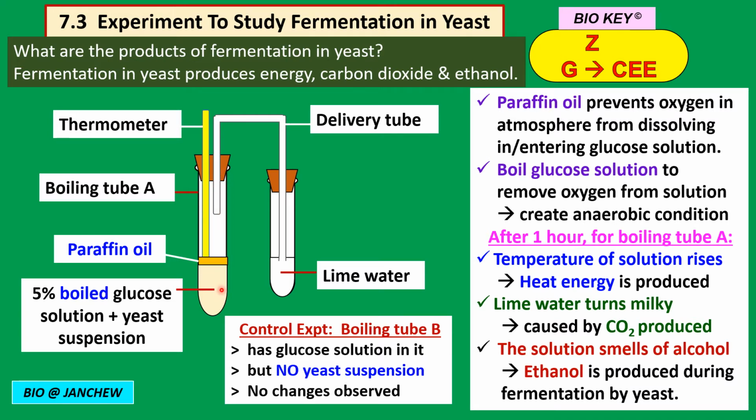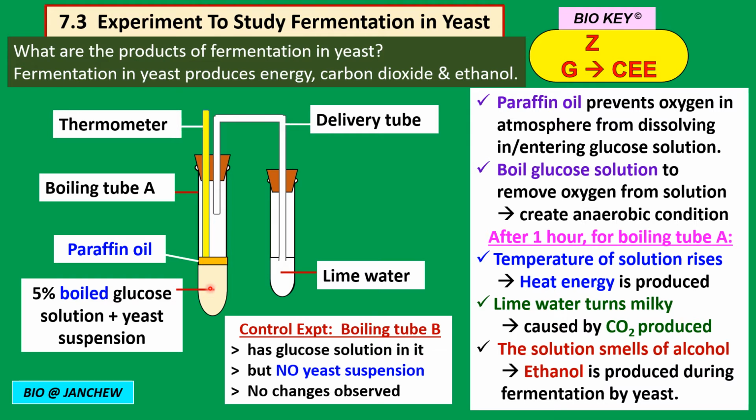Next, leave the apparatus for 1 hour. Okay, and then after that measure the final temperature of the boiled glucose solution in both A and B, right? So we will find that the final temperature compared to the initial temperature, is it higher or lower? Or the same? So the final temperature will be higher, okay? So it shows us that the temperature of the solution, boiled glucose solution and yeast suspension has risen.